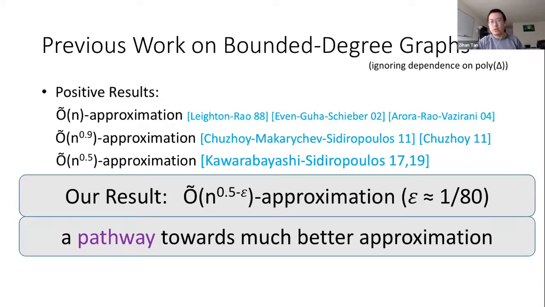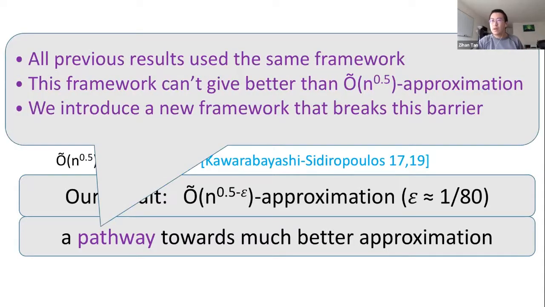Okay, so this seems like a slight improvement on the approximation ratio, but we believe that the more important contribution is that our results use a different framework, a different algorithm that paves a way towards much better approximation. Just to be a little bit more specific here, all previous results presented on this slide use the same framework for their algorithm. And it has been proved that this framework cannot give better than square root of n approximation. What we did is introduce a new framework that overcomes this barrier by eventually providing a better than square root of n algorithm.